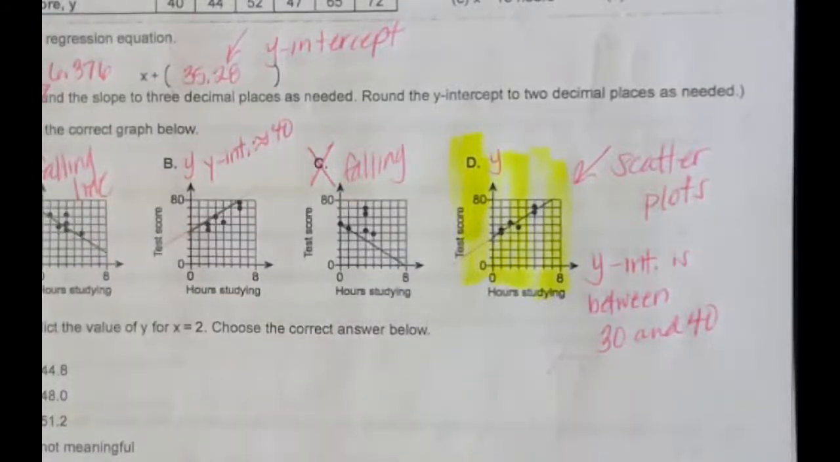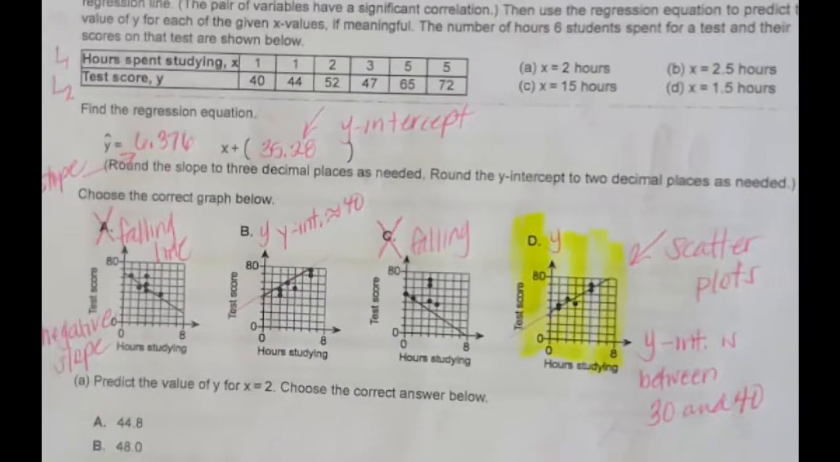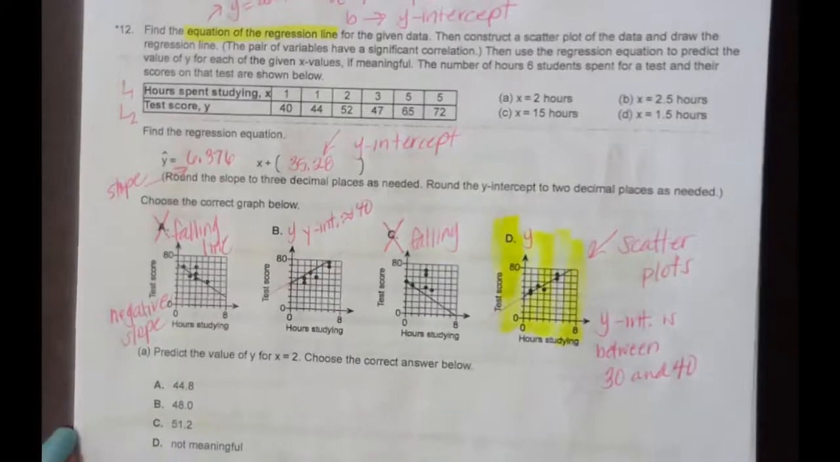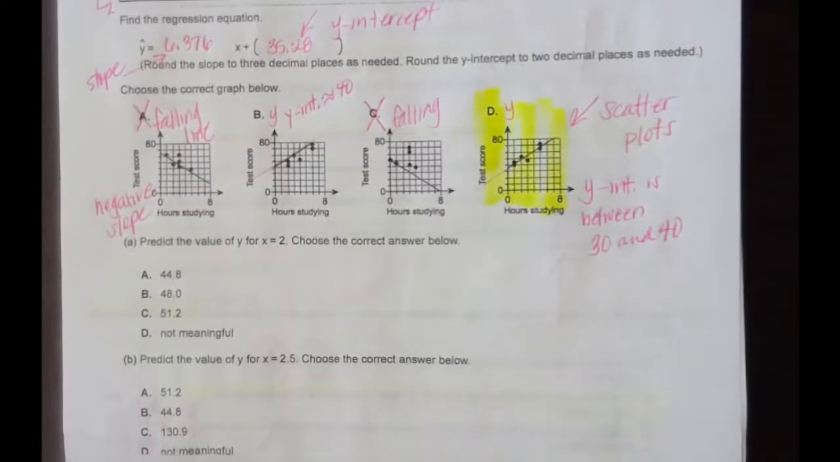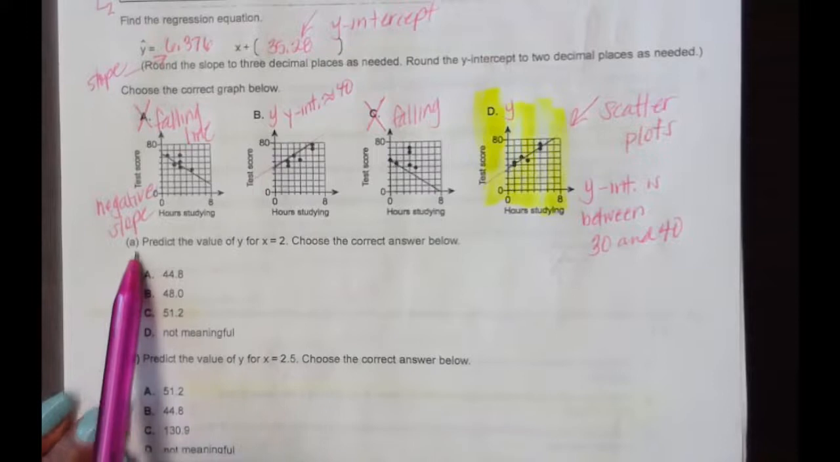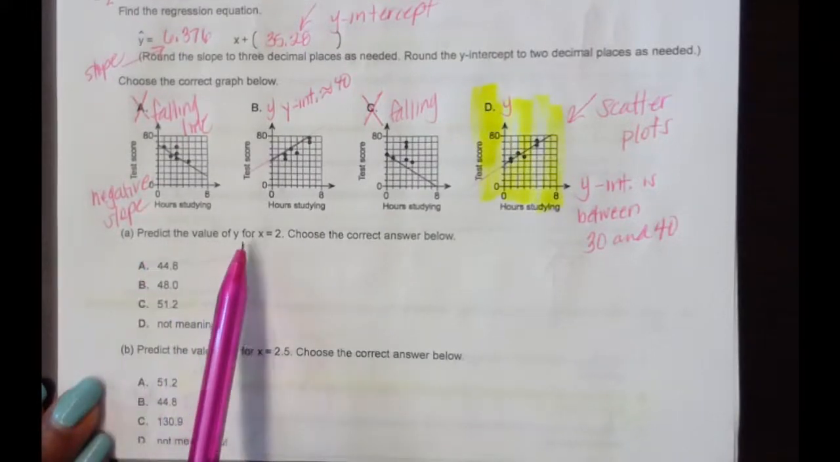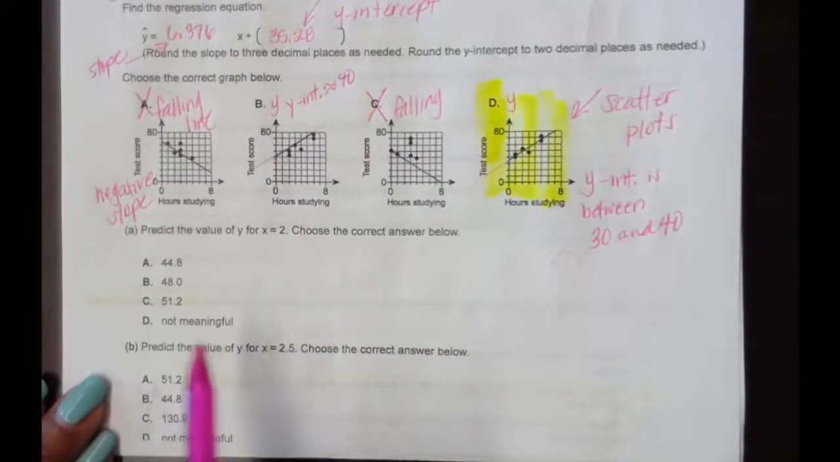Alright, now we're going to use, well, let me make this a little less big. Now let's make some predictions. We already talked about when we make predictions, we want the values to be meaningful, to be significant. In problem A, it says predict the value of y for x equals 2. Choose the correct answer below. I'm going to demonstrate, then I'm going to give you a chance to do that for problem B.